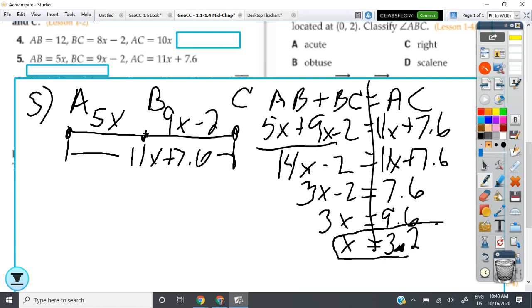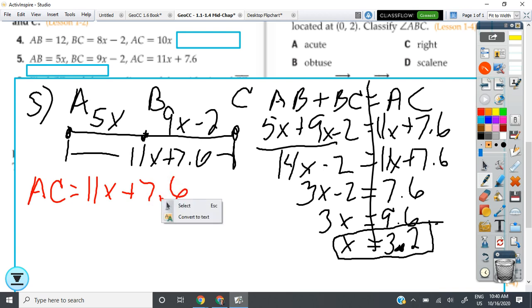3.2. Now remember, that's only 50% of the answer. It asks us to find A, C. Okay, here's where I would use calculator work.